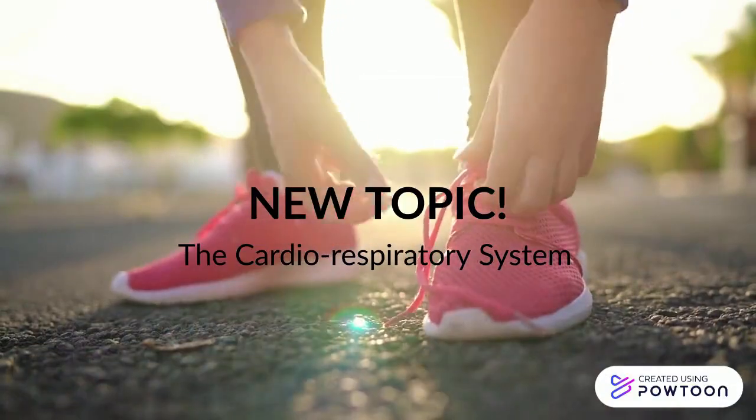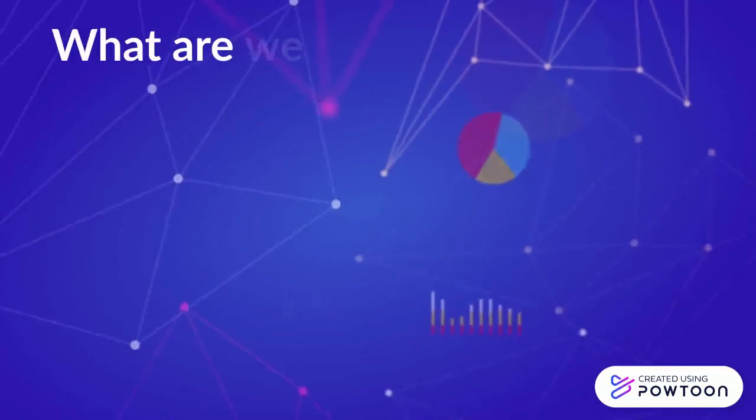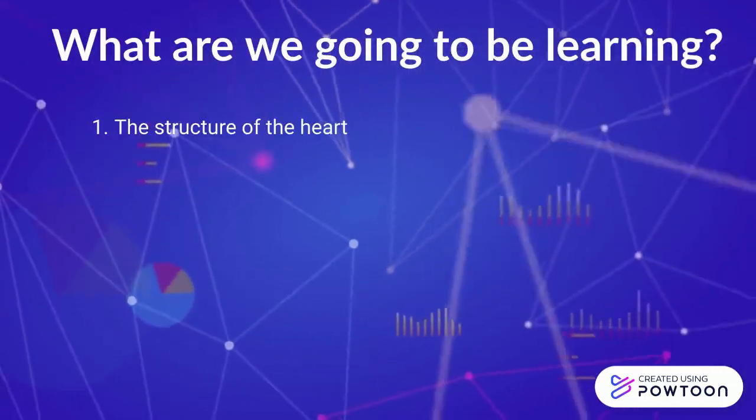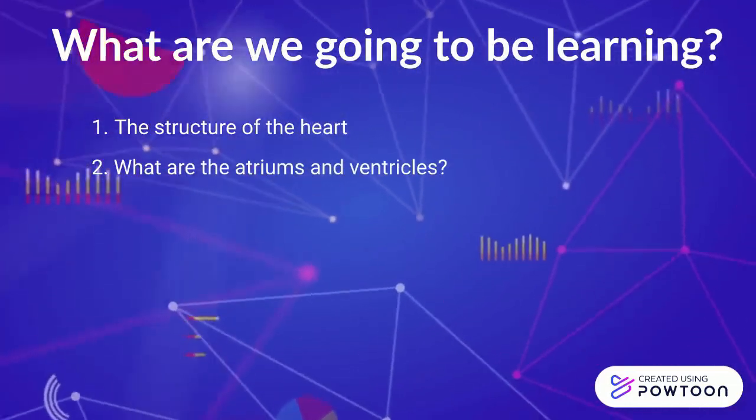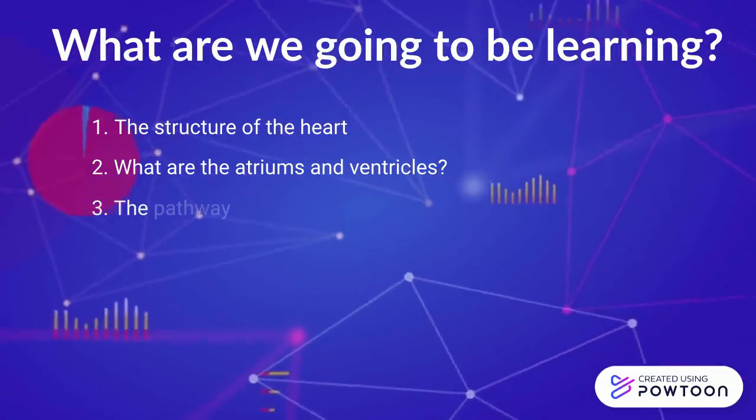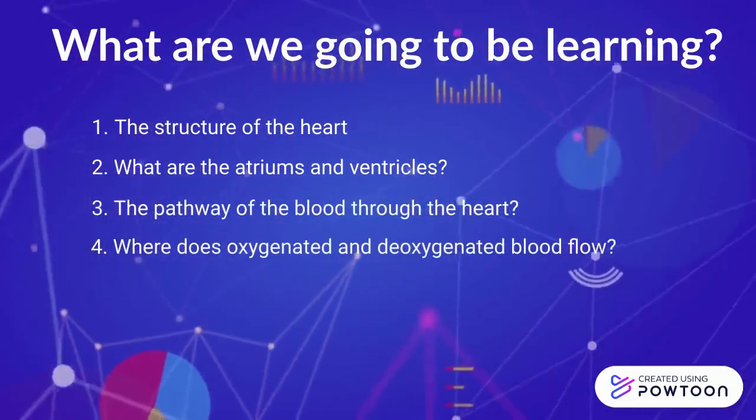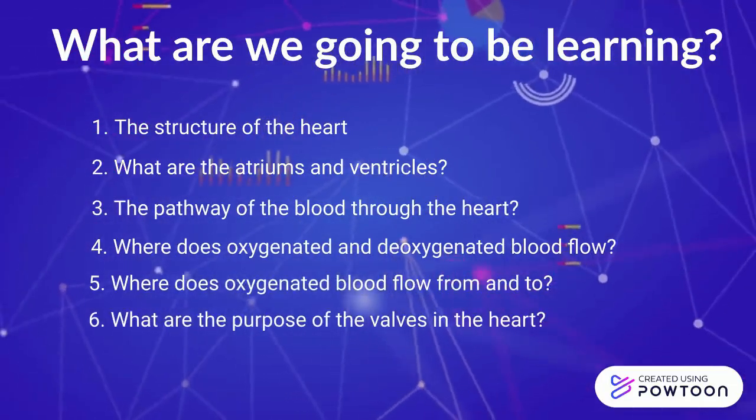Our topic today is going to be focusing on the cardiorespiratory system. So what are we going to be learning today? Well, first we're going to have a look at the structure of the heart and what are the atriums and ventricles and where they are placed in the heart. Then we're going to move on to look at the pathway of blood through the heart and consider where does oxygenated and deoxygenated blood flow through the heart and in the body.